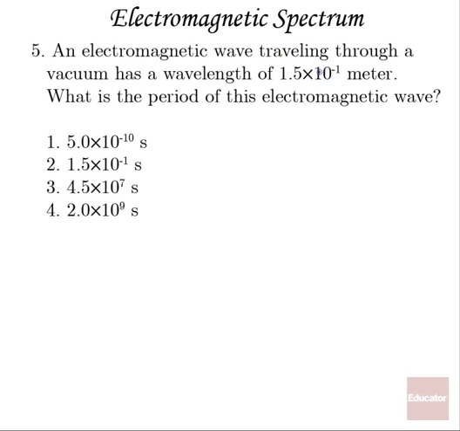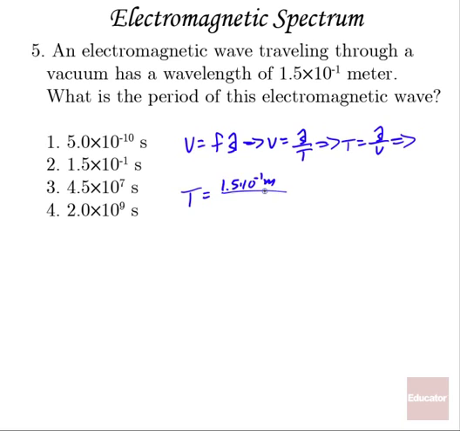Number 5. An electromagnetic wave traveling through a vacuum has a wavelength of 1.5 times 10 to the minus 1 meter. What's the period of this electromagnetic wave? Well, to find the period, the first thing I'm going to do is realize that period is 1 over frequency. So if I use v equals f lambda, well, frequency is 1 over T, so v equals lambda divided by the period. Therefore, the period is the wavelength over the velocity, which is 1.5 times 10 to the minus 1 meter, over the velocity of our wave, 3 times 10 to the 8th meters per second, because it's traveling in a vacuum, and I'm going to come up with a period of about 5 times 10 to the minus 10 seconds. Answer number 1.